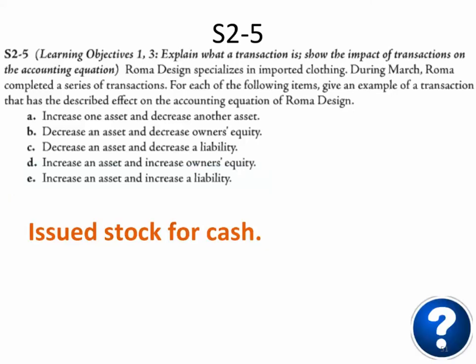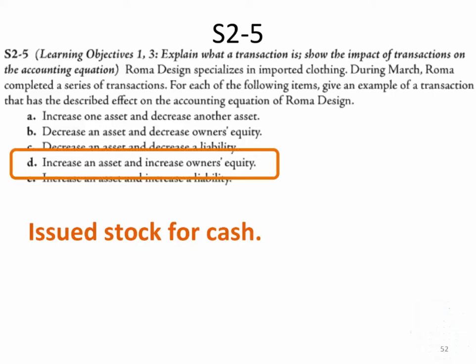Okay, issued stock for cash. What's one account involved here? Yes, cash. And what's happening to cash? Increasing. So we're increasing an asset, cash. Now, do you know the other side involved here? Owner's equity. And is that increasing or decreasing? Increasing as well. Yes. So in this case, we are increasing an asset, cash, and we're increasing equity at the same time. So that's an example of D.